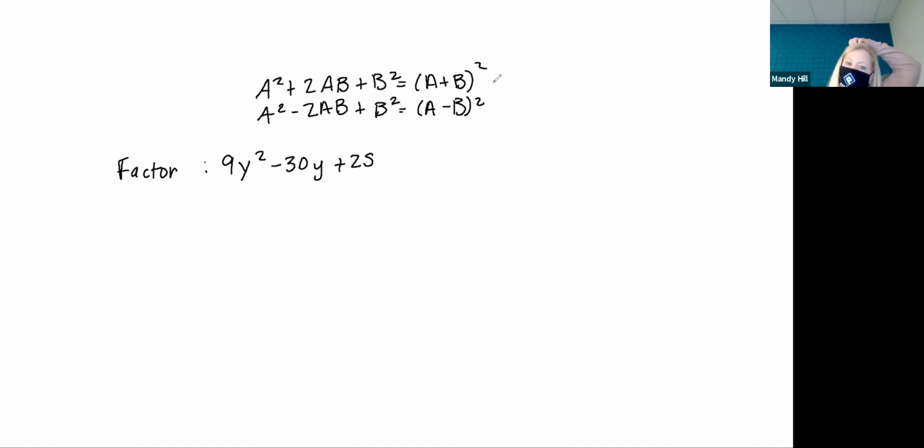But those are the two formulas we're kind of focused on right now. So how do you know if you can use one of those formulas? Here's what you do. You look at your first term and take the square root of 9y squared, where the square root of 9 is 3, because 3 times 3 is 9. The square root of y squared is y, because y times y is y squared. Then you come to the last term and take the square root of it. The square root of 25 is 5, because 5 times 5 is 25.